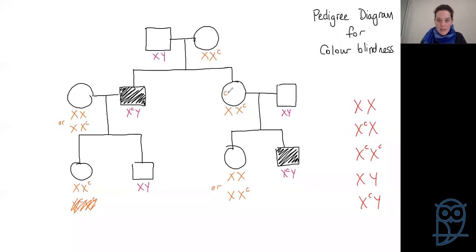So this one is definitely a carrier. This one is definitely a carrier. This one is definitely a carrier. But these two remain our question marks because we don't have enough information to figure out what their actual genotypes are. So we can have that case in a pedigree diagram because we're always working back from the phenotype to the genotype.